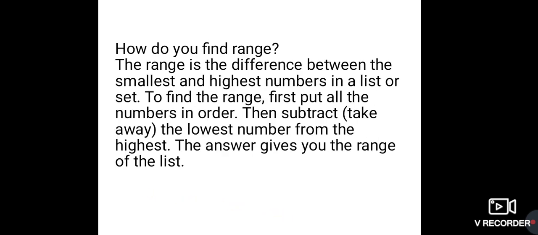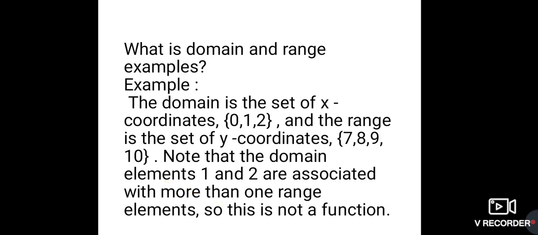Then, next, how do you find the range? The range is the difference between the smallest and the highest numbers in a list or set. To find the range, first put all the numbers in order, then subtract, take away the lowest number from the highest. The answer gives you the range of the list.